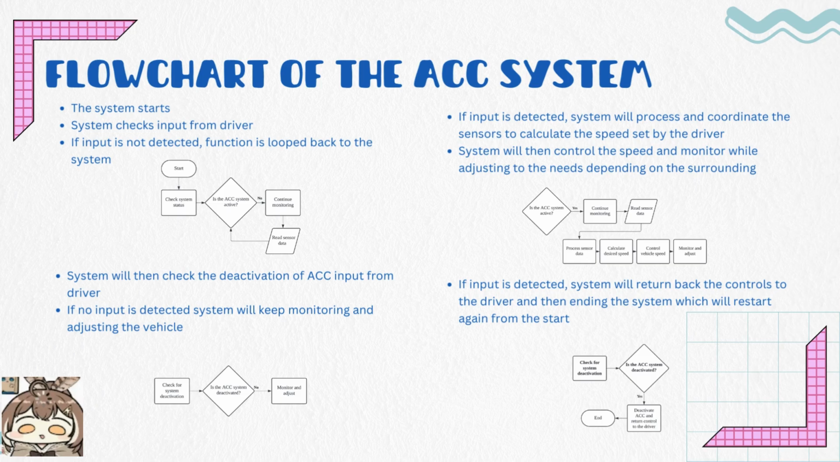If the input is detected by the system, it will then process the data retrieved from the sensors and control the speed set by the driver while monitoring and adjusting based on the surroundings. After that, the system will check the inputs from the driver to deactivate the ACC system. If no input is detected, the system will continue to monitor and adjust the vehicle. If an input is detected, the system will return the controls to the driver and end the ACC system, which will restart again from the start.